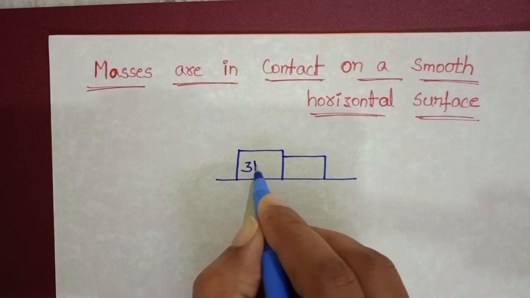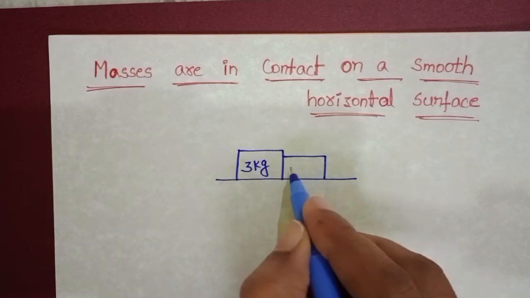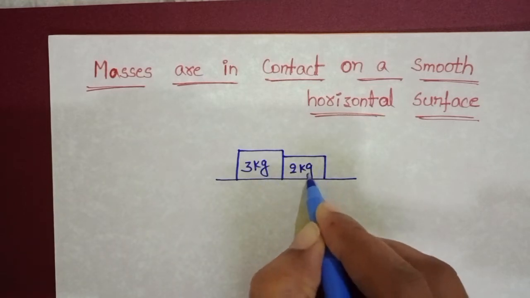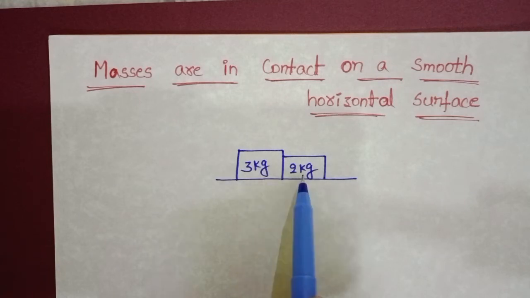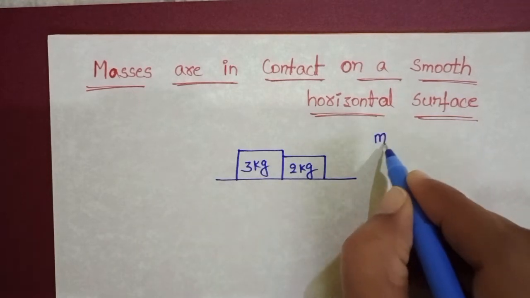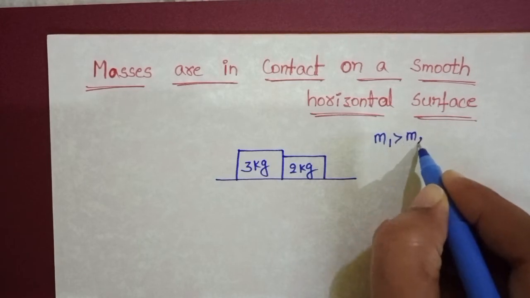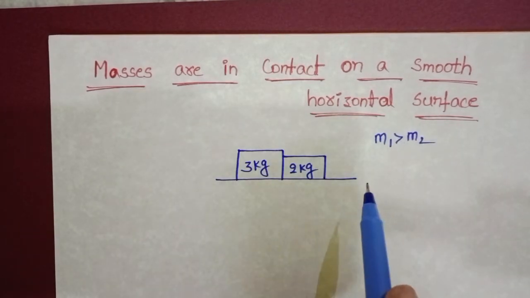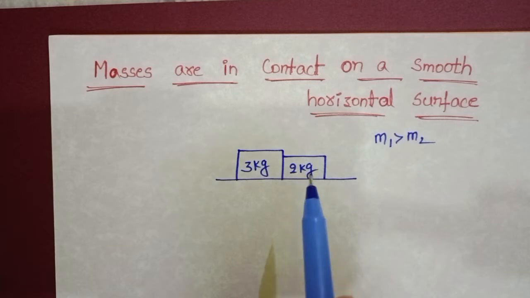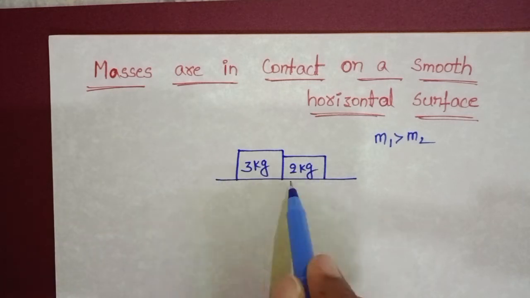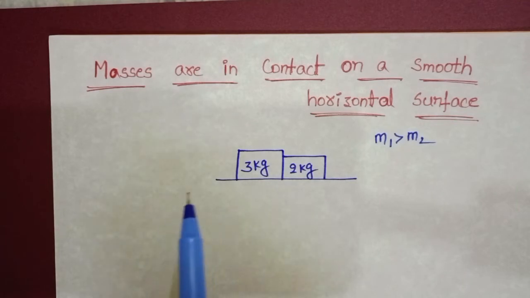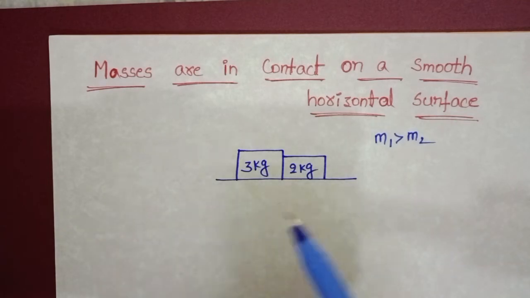Mass of the first block is 3 kg and mass of the second block is 2 kg. So the mass of the first block is greater than the mass of the second block, M1 greater than M2. There is no frictional force between these two blocks. At the same time, there is no frictional force between the surface and the blocks. So friction is completely neglected.